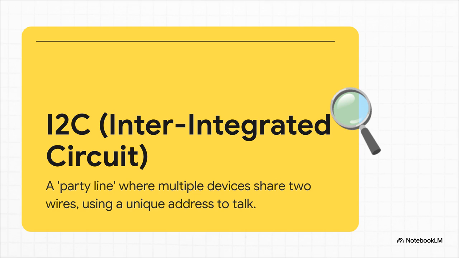And that brings us to our third hero, I2C. I love to call this one the party line. Imagine a bunch of people on a single phone call. If you want to talk to one specific person, you have to say their name first, right? Well, I2C works exactly the same way.